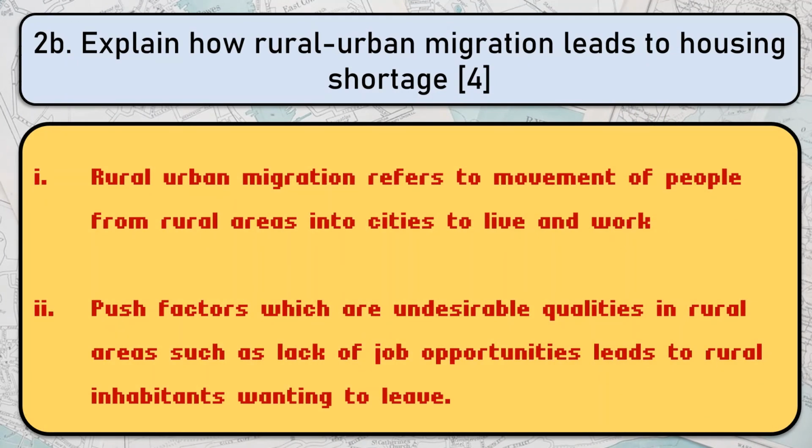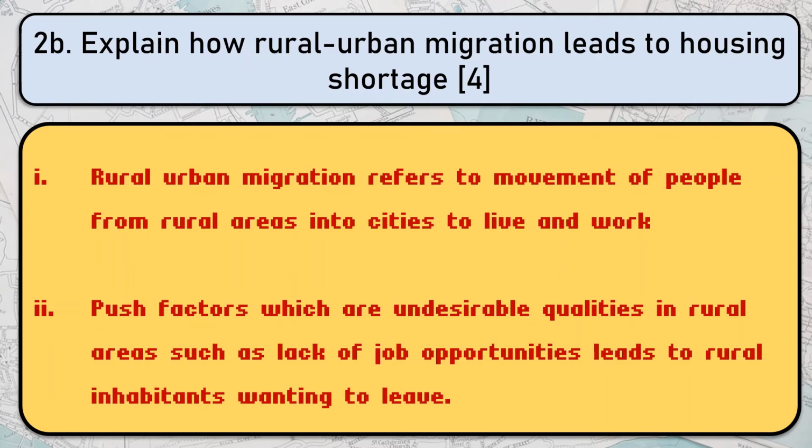Alright, so this is an explanation of how rural-urban migration leads to housing shortage. It is a 4-mark question, so you have to make sure that you write sufficient points, 4 points, okay? So rural-urban migration refers to movement of people from rural areas into cities to live and work. That is the definition of rural-urban migration.